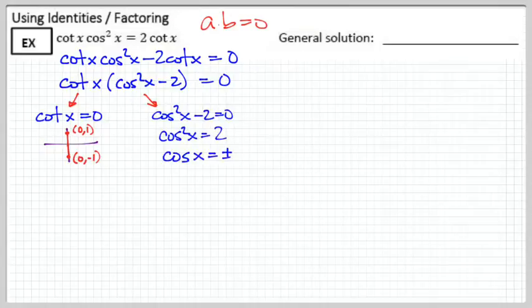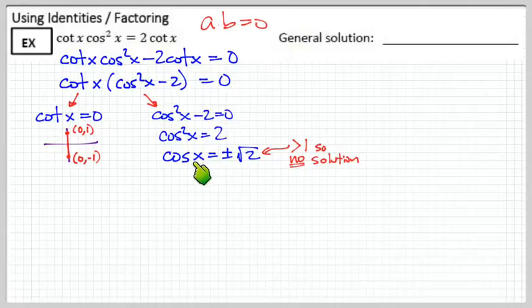Now this one's an interesting one. There is no solution for this case. There is never a case when the cosine is greater or less than square root of 2. The cosine just never has this big of a value. So in the case here, there's actually no solution for this.